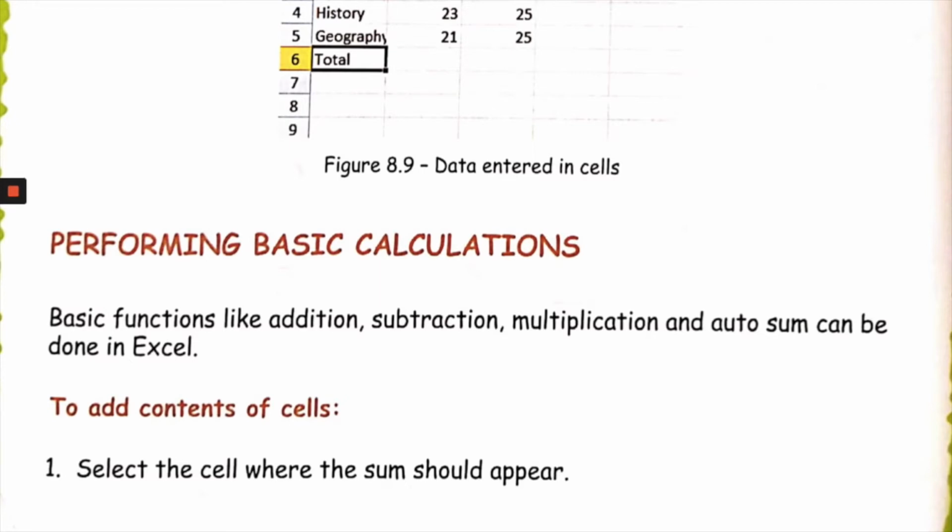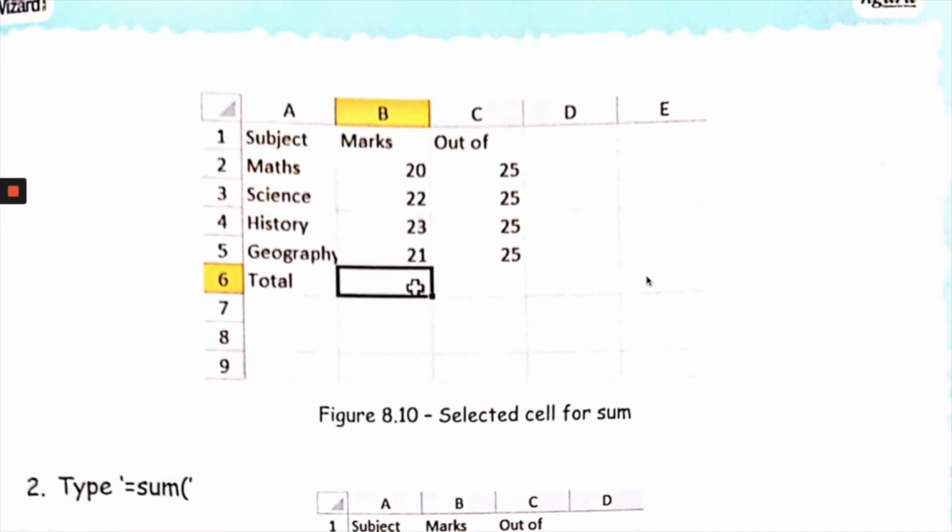In the above example, in figure 8.9, we have already entered the marks scored for different subjects and you need to find the total marks. For finding the total marks, you have to use the sum function in MS Excel. Now let's see how to add contents of a cell. The first step is to select the cell where the sum should appear. You have to first select the cell where you want to get the answer. In this case, B6 is the cell that you need to select for getting the answer.